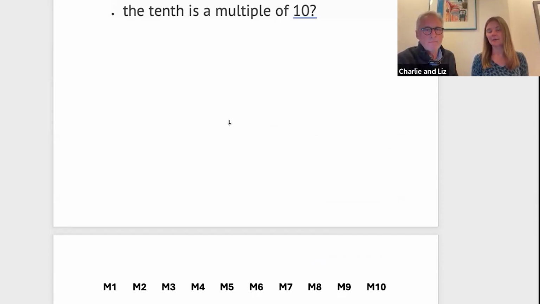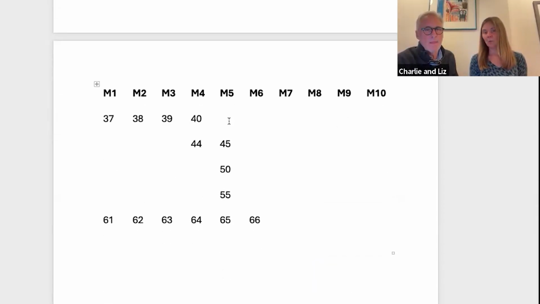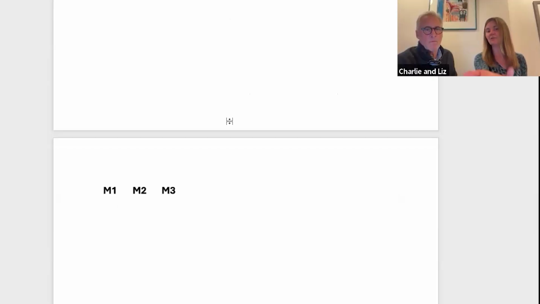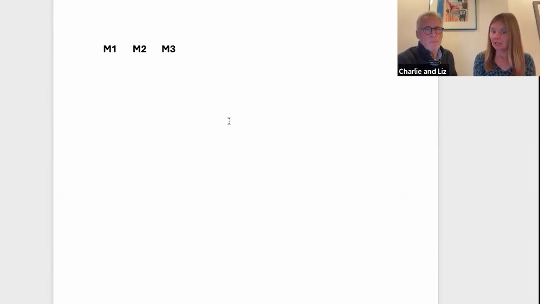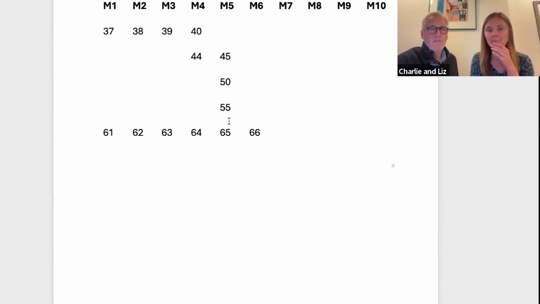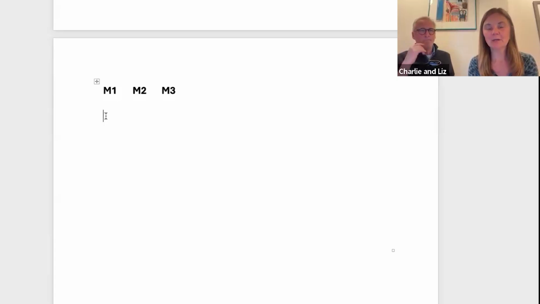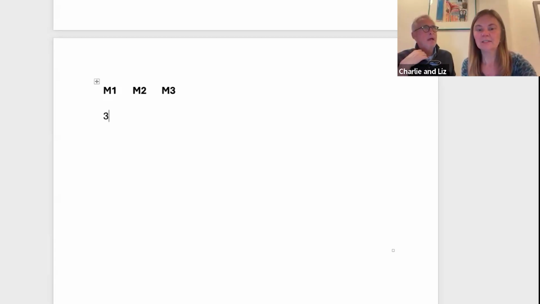Okay, so let's think about how we might simplify. I guess we went straight into trying to find a solution to the problem as written, but perhaps we ought to narrow down. Why don't we just look at consecutive sets of consecutive numbers where the first is a multiple of 1, second a multiple of 2, and the third a multiple of 3? Well, we had a couple earlier. We had 37, 38, 39, 61, 62, 63. So why don't we make a little note of them down here?